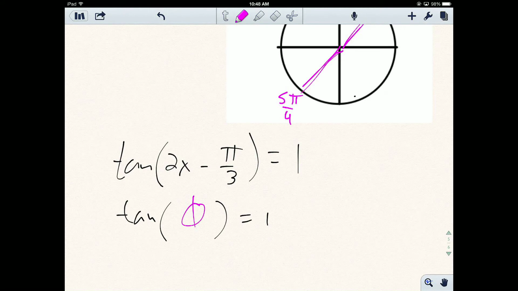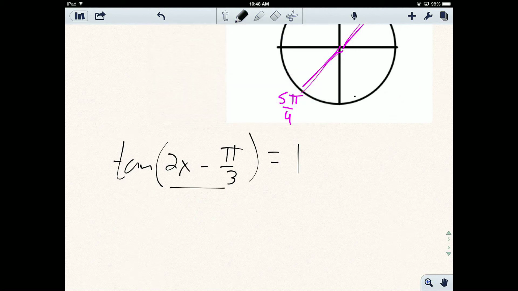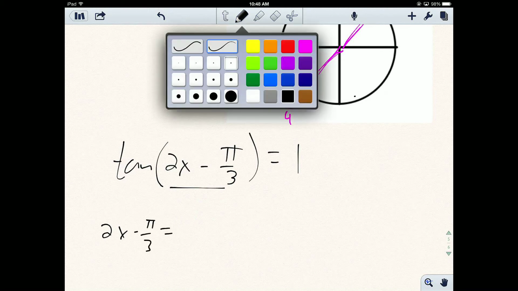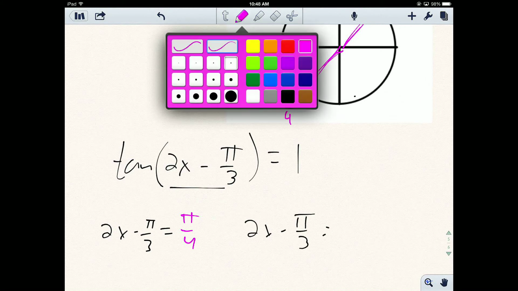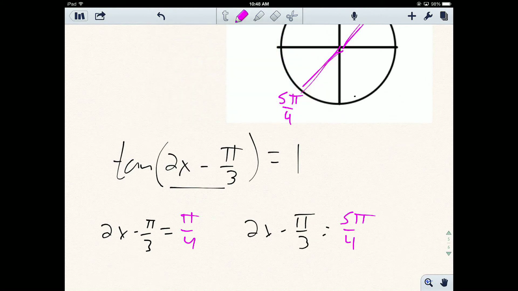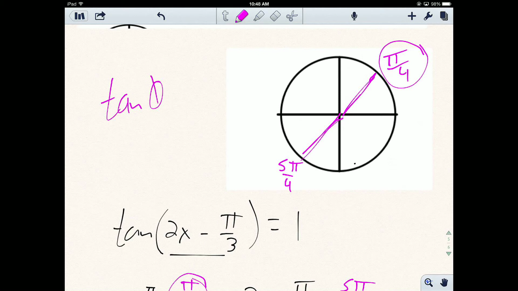Okay, so I think we've seen from before that this inner mess, 2x minus pi thirds, should be equal to pi fourths, or also 2x minus pi thirds should be equal to 5 pi fourths. And that's a good way to find two of your solutions. So we got these by looking at where the tangent of this angle equals 1. It happens here and here.